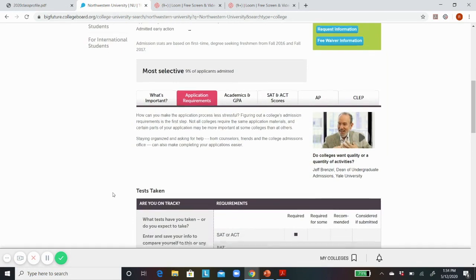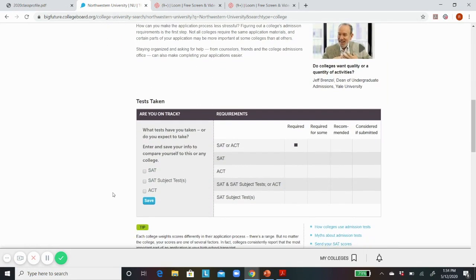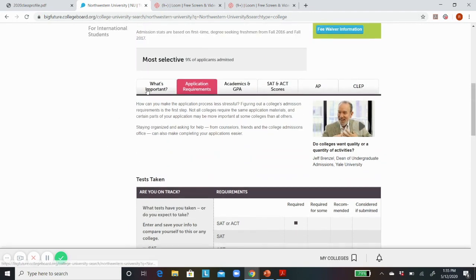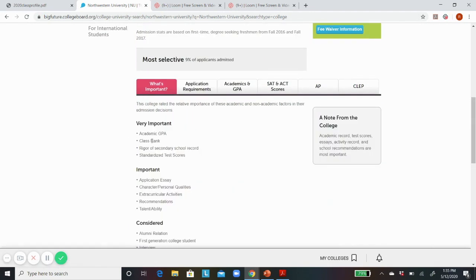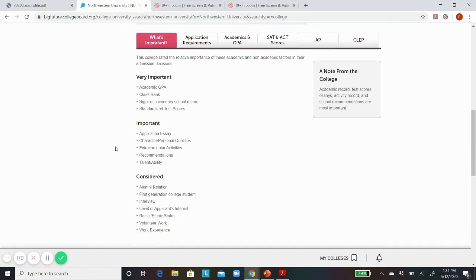In addition, here we're looking at application requirements. This is where you'll find the testing requirements that are looked at. It will also give you an idea on a very important and considered basis as to whether or not an interview is offered, but also the top things and criteria that the college uses to evaluate your student's admissibility. And this is where you can then match your student against those factors and be honest about where they are to see again if the school would be a reach, a match, or a safety.